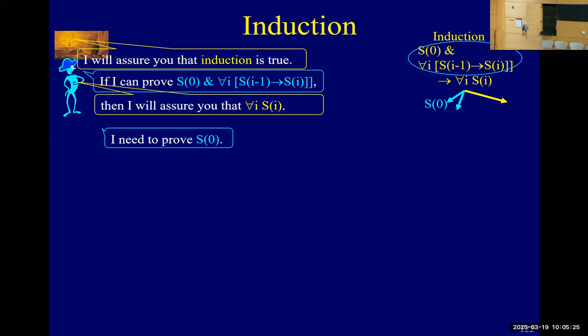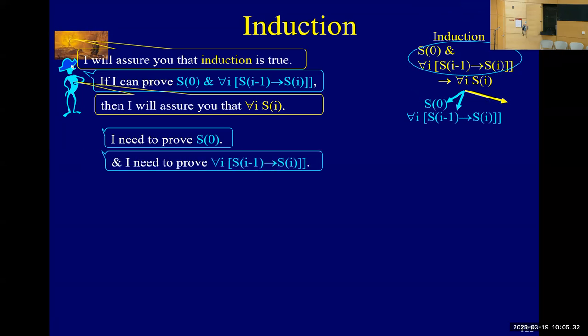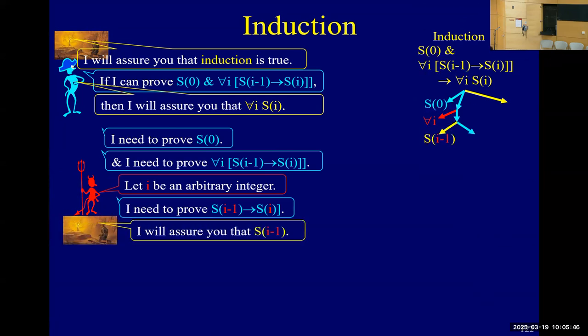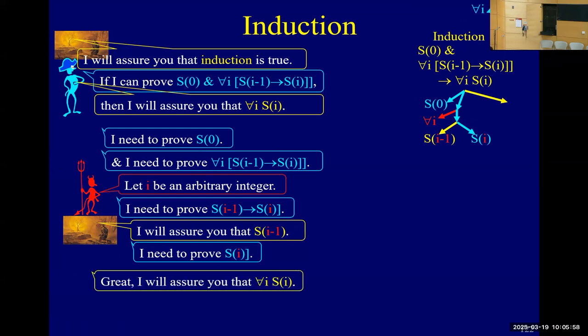Well, now it's an and. How do you prove an and? Well, we prove the S0, and then we have to prove this other piece. How do we prove this other piece? An adversary gives us an arbitrary I. We need to prove this implies. How do we prove this implies? We're given an S, we're assured by the oracle that S of I minus 1, and we have to prove S of I, right? And then we get what we want. All right, so everybody good with that?